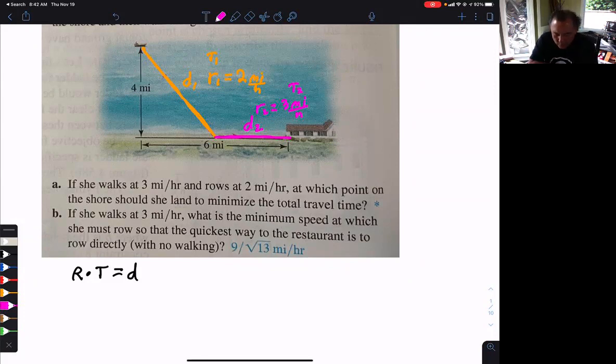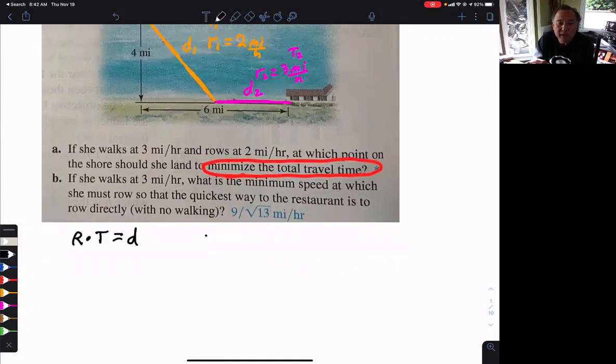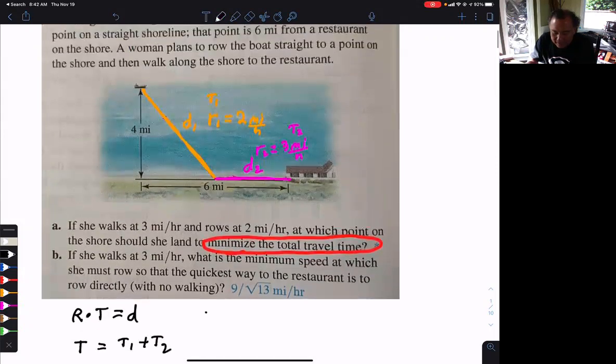So we need to get an equation for time, because here's the key thing. Look what you're trying to minimize. Minimize the total time traveled. So I claim that her time formula, because you need a formula or an equation for what you're trying to maximize or minimize, is going to be T1 plus T2. Do you all agree? Nod your head, I agree. Okay, how do you find T1?